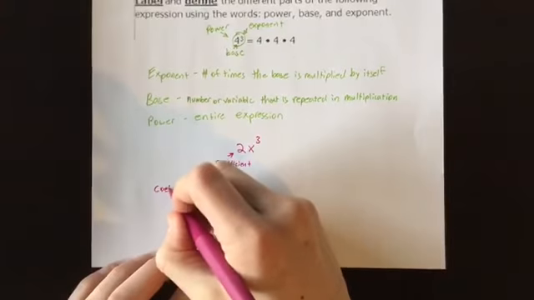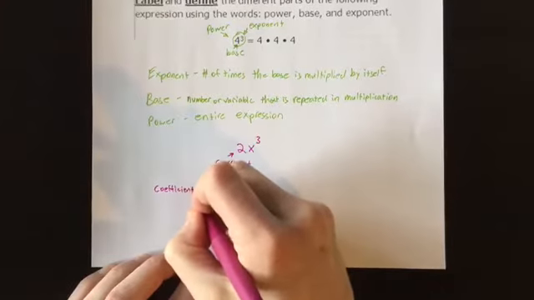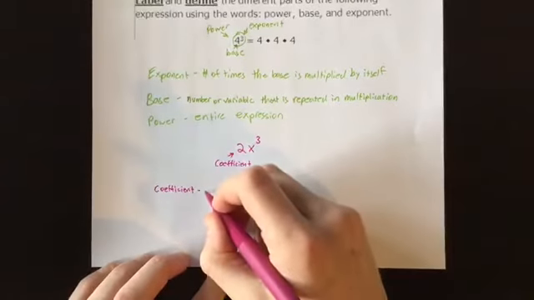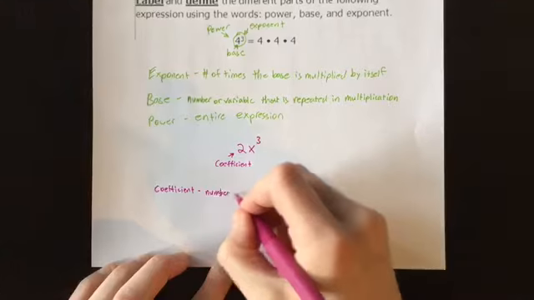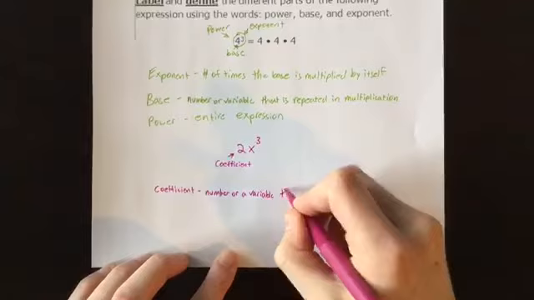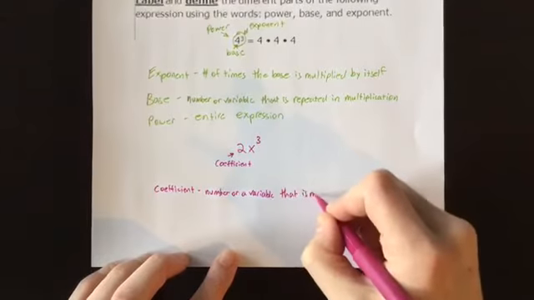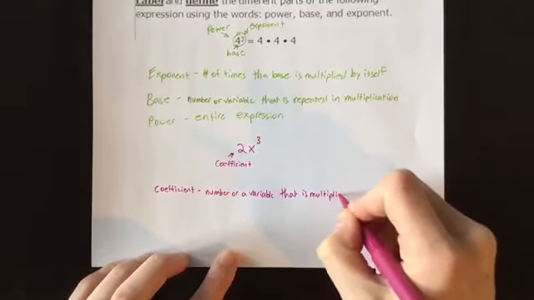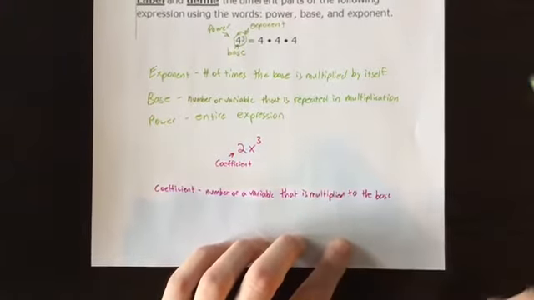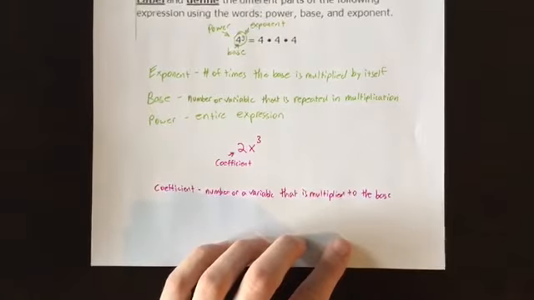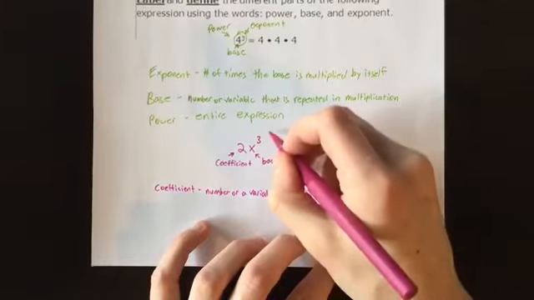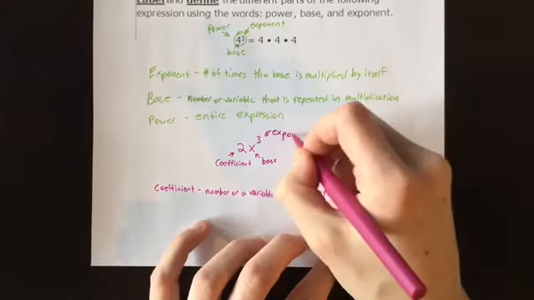Okay, and we'll adjust our definition of coefficient for our exponent unit a little bit. In our algebra unit, we said a coefficient was the number being multiplied to the variable, which works here, but to extend our definition, it's really going to be a number or a variable that is multiplied to the base. Okay, so in that example, 2x to the third, 2 is the coefficient, x is the base, 3 is the exponent.